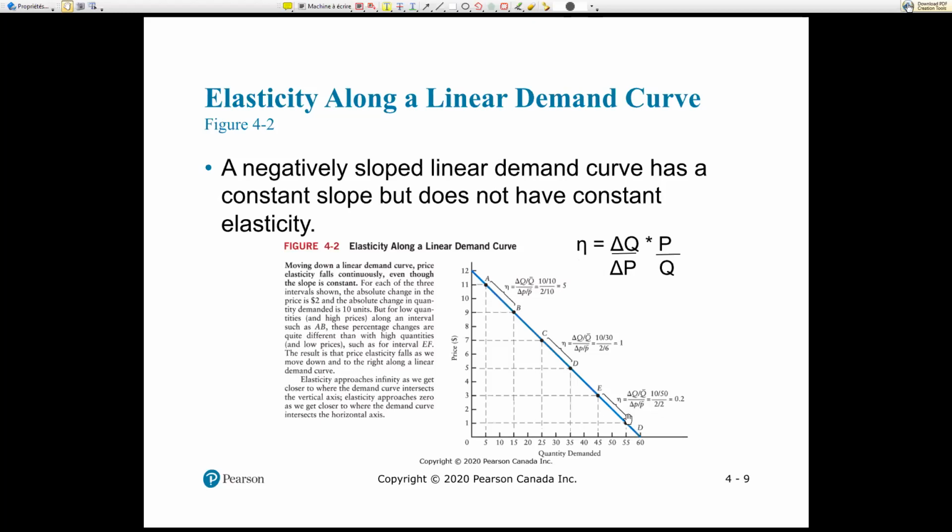And here, on the other hand, the price is very low and the quantity is very large. So Q is large, P is small, so elasticity is going to be small.